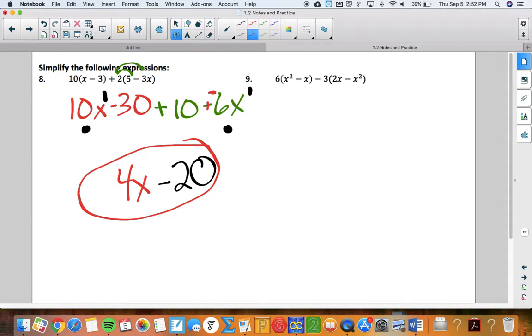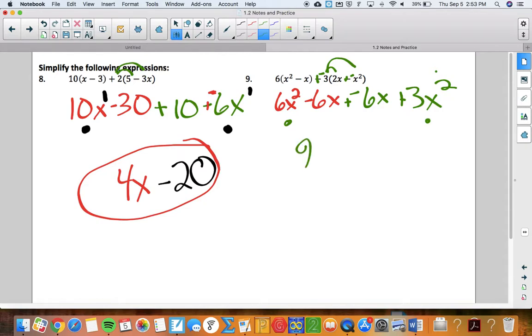There we are. Number 9, we get 6x squared minus 6x. Careful here, there's a sneaky negative. This 3 is negative for the same reason that I just talked about. So you get a negative 6x, and you get a negative times a negative, because this x squared is also negative for that same reason. A negative times a negative is a positive 3x squared. So combine your like terms. Here's a like term. I get 9x squared. Here is a like term. I get negative 12x. Bada bing, bada boom.